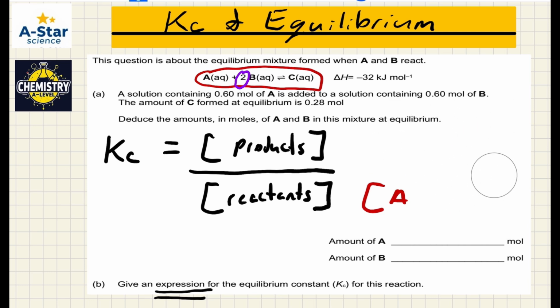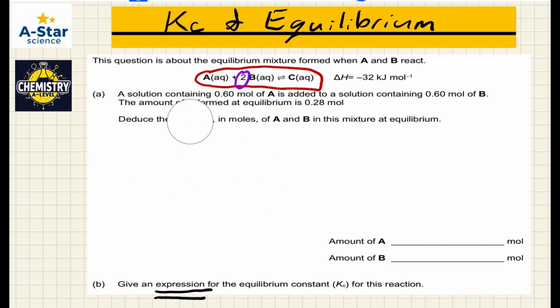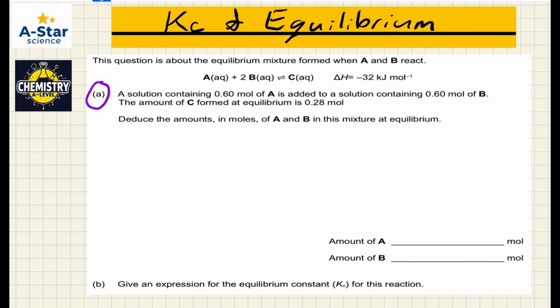Okay, so let's look at another part of doing Kc. If we look at the question itself, again, here, question A, it says a solution containing 0.6 moles of A is added to a solution containing 0.6 moles of B. The amount of C formed at equilibrium is 0.28. So this is an important time to bring up the fact that Kc is used only in reactions that are at dynamic equilibrium, which we can tell when it has this sign, the reversible reaction sign.